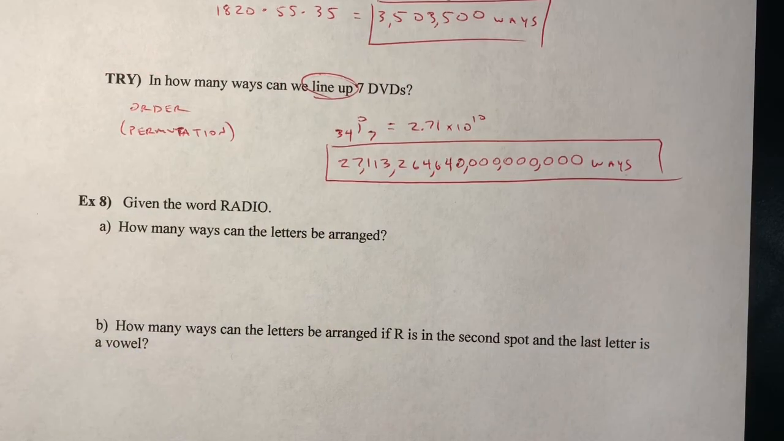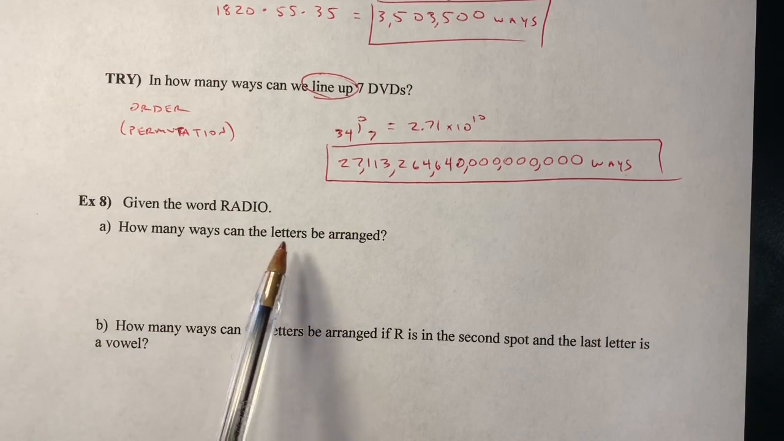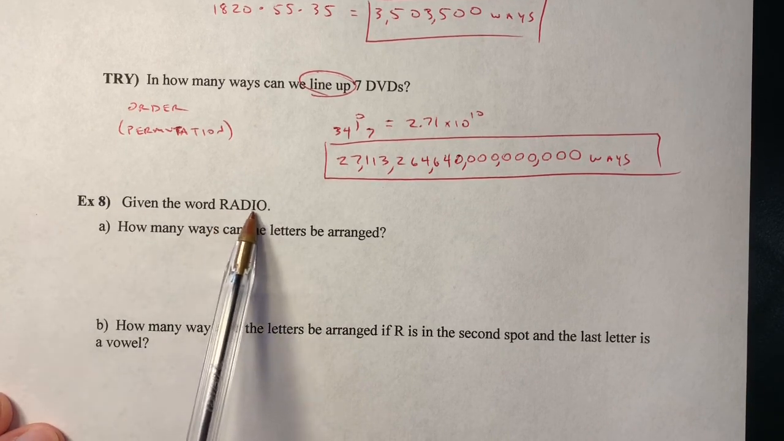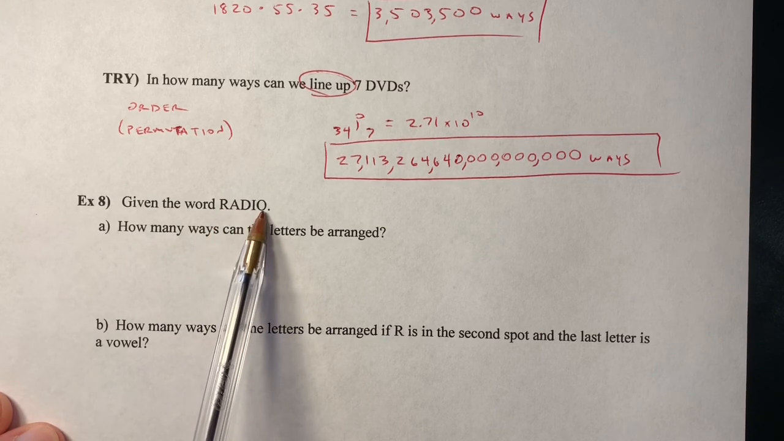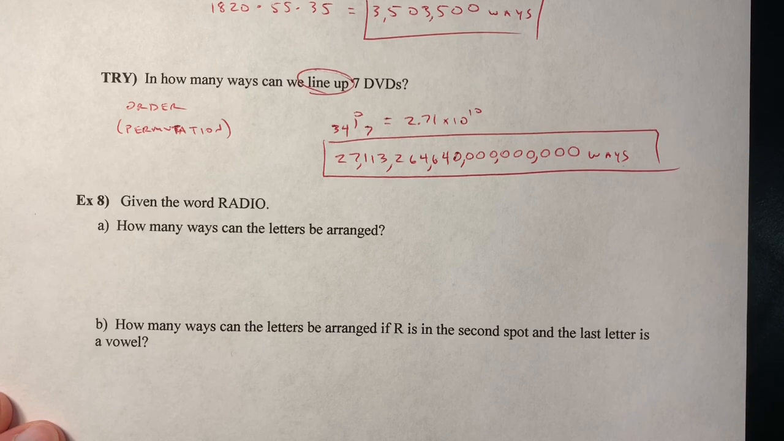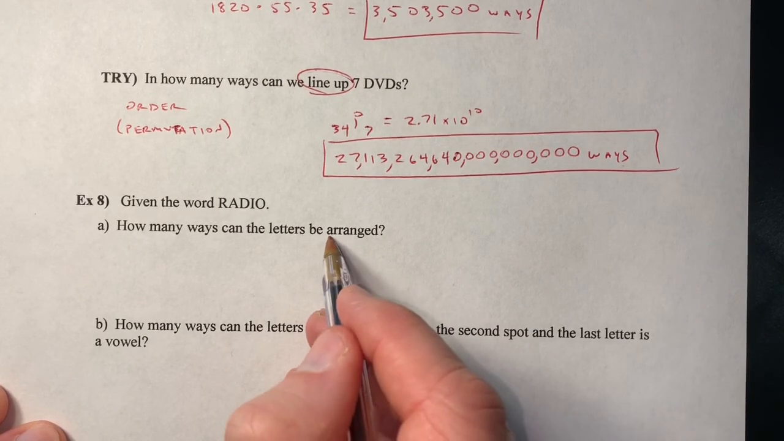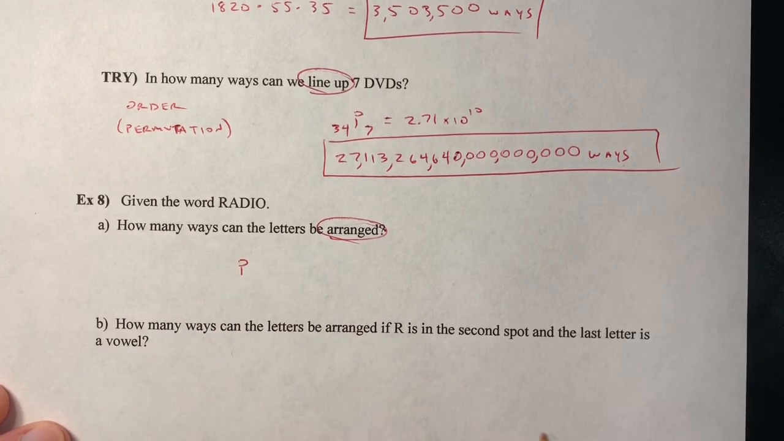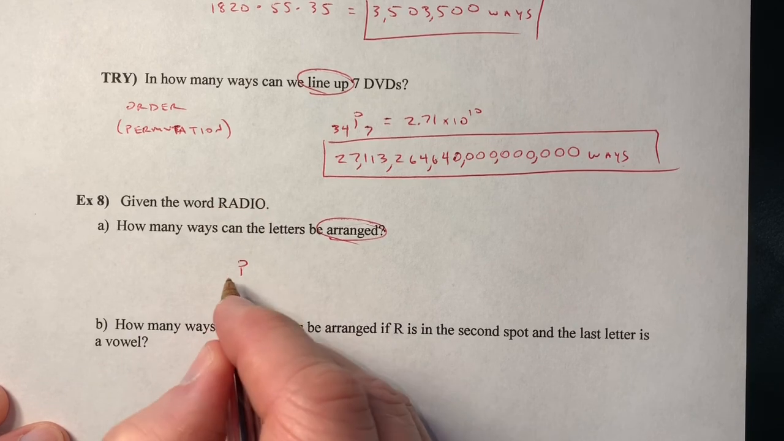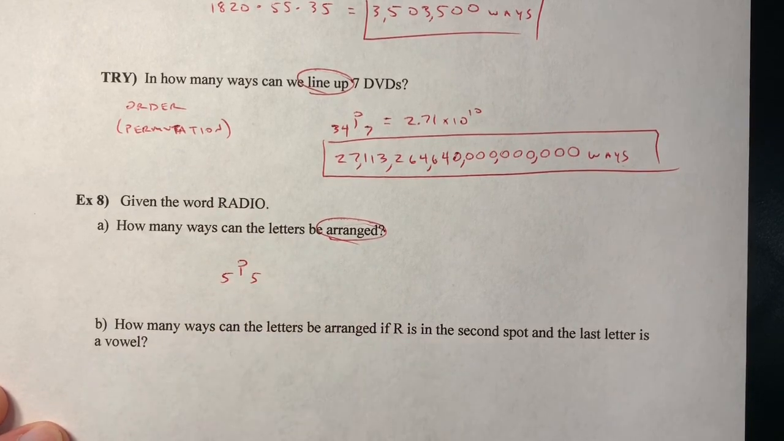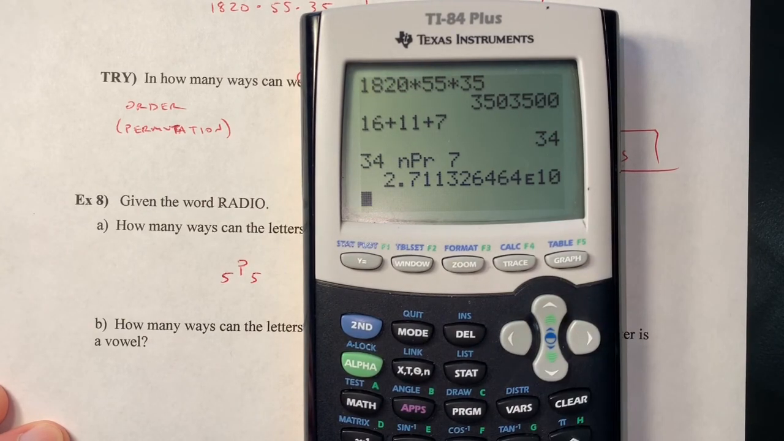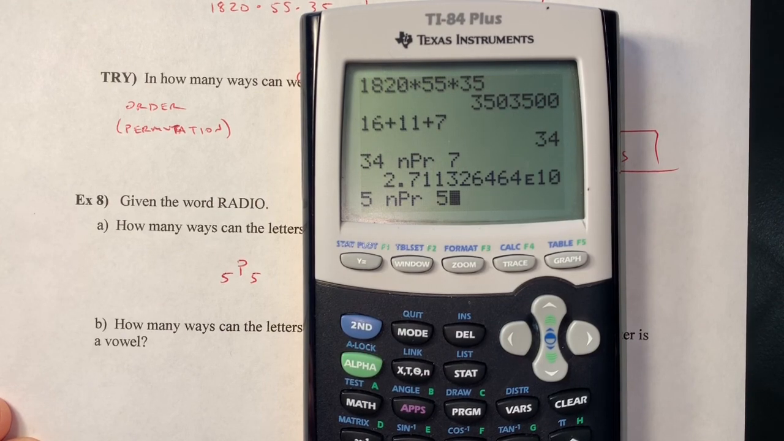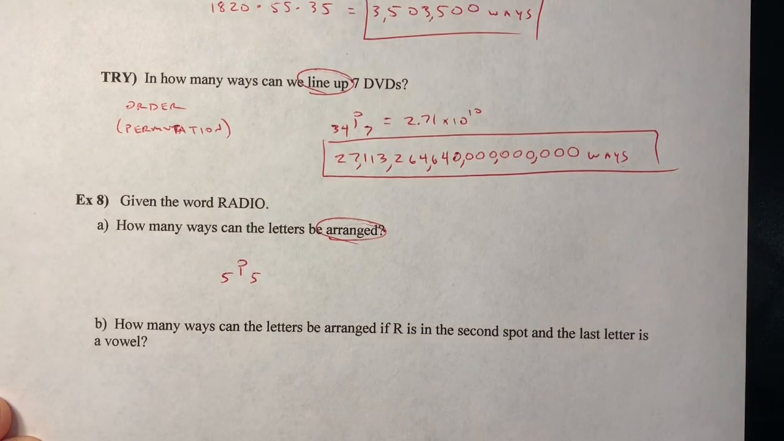Given the word radio, in how many ways can these letters be arranged? So if I was to mix them up, how many different ways could I do it? Here's one way. They can be aligned in that order, but we can rearrange them in any order we want. How many different orders? Okay, arranged is a permutation, so order matters. We're going to do P. There are 5 letters, and we're going to use all 5 of them. So 5P5: 120 different ways.